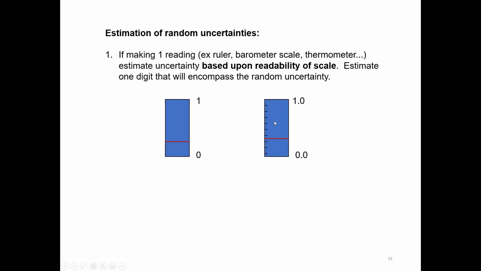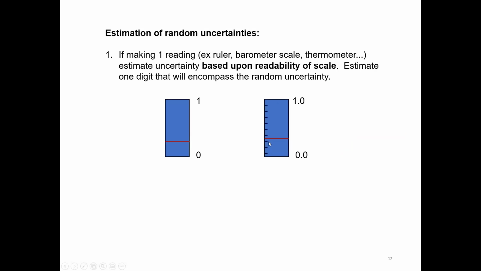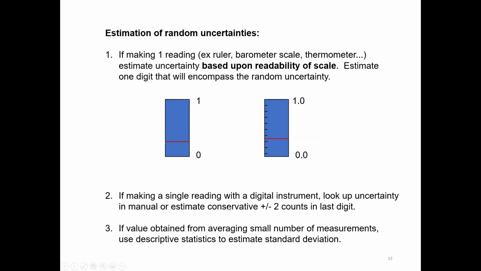So what if I have a better instrument right now? Can you give an estimation on this one? With the better scale, you can approach higher accuracy and precision as well. Your answer will have more significant figures because there is a more detailed scale on this one. When you make a single reading, whether with a digital or non-digital measurement, look up the uncertainty in the manual, or you can estimate plus or minus 2 counts in the last digit.